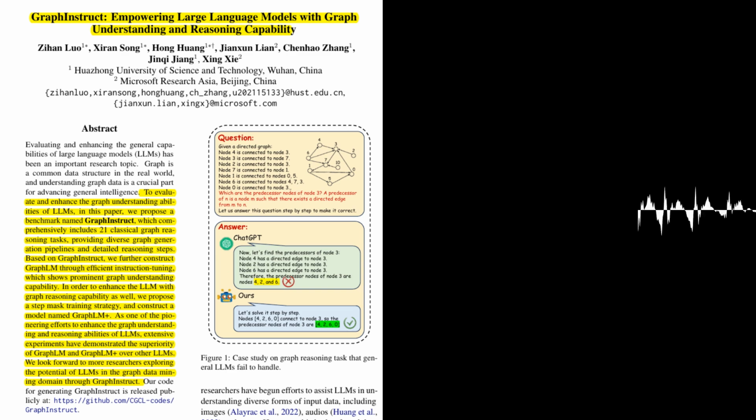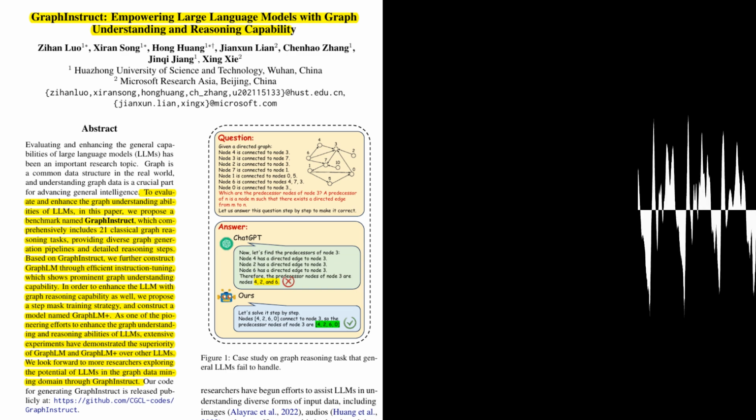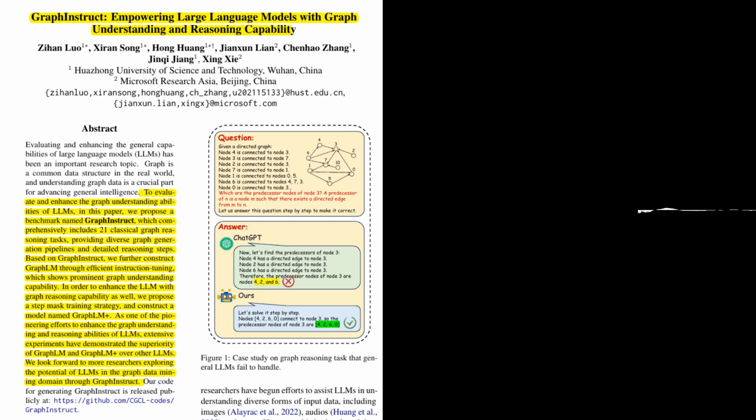That's interesting. Why are intermediate reasoning steps important for improving graph reasoning capabilities? Intermediate reasoning steps provide the LLM with a more detailed understanding of how to solve a graph problem. Instead of just learning to associate a graph with a final answer, the LLM learns to break down the problem into smaller steps and reason about the relationships between nodes and edges. So GraphLM+ is essentially teaching the LLM to think like a graph theorist.